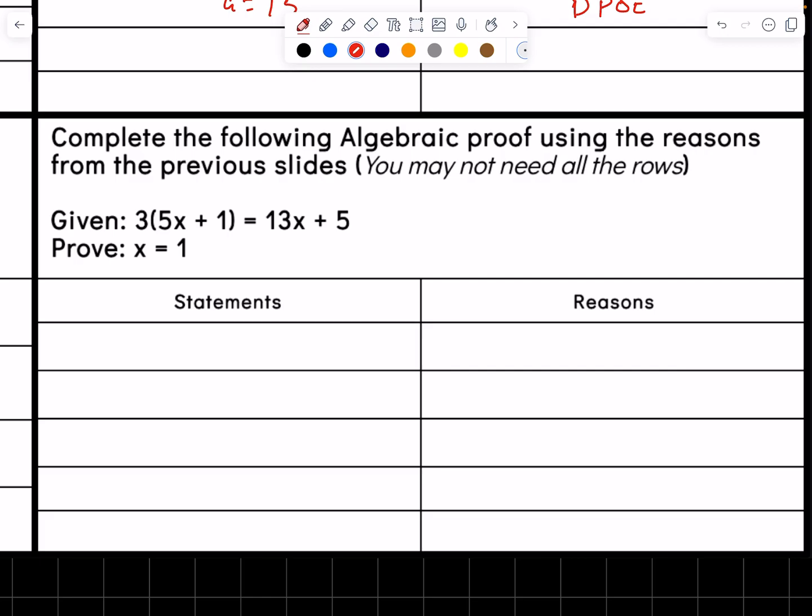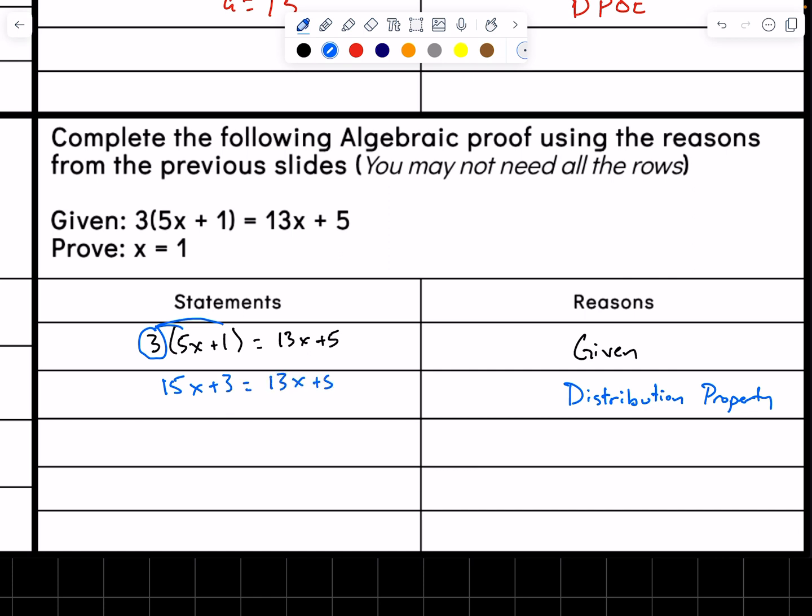On this last one, we have our given statement as 3 times 5x plus 1 equals 13x plus 5. That's our given statement again. My first step is I need to distribute. So I'm going to use the distribution property to give me 3 times 5 is 15. Let me use that a little bit higher. 15x plus 3 equals 13x plus 5.